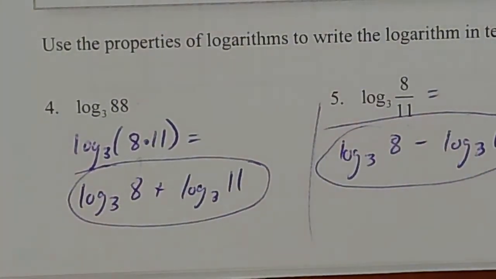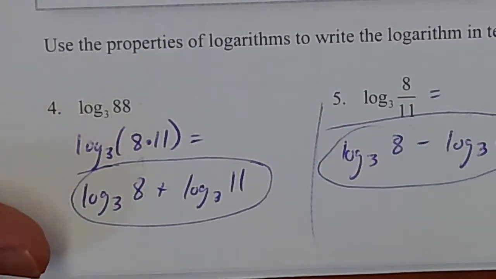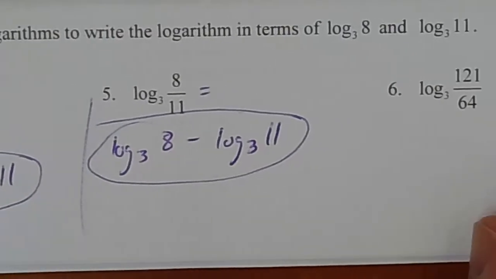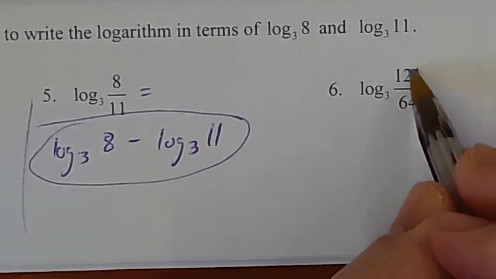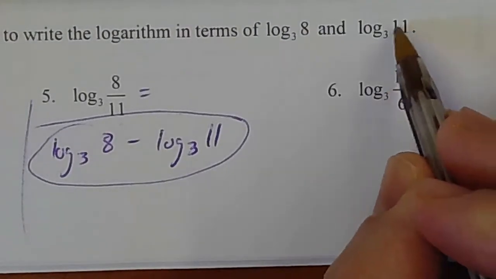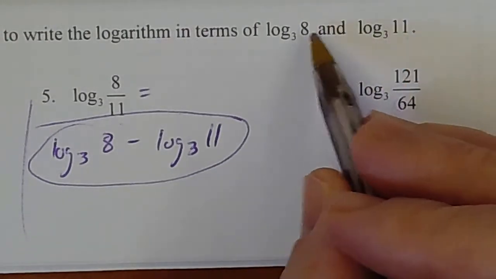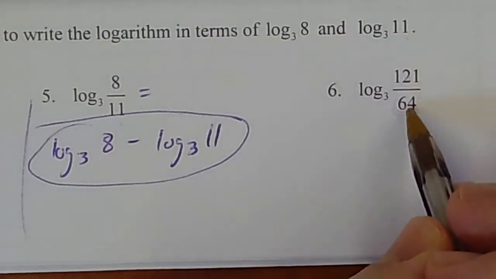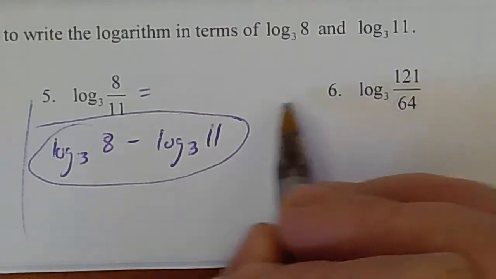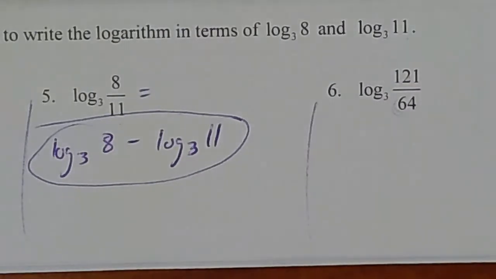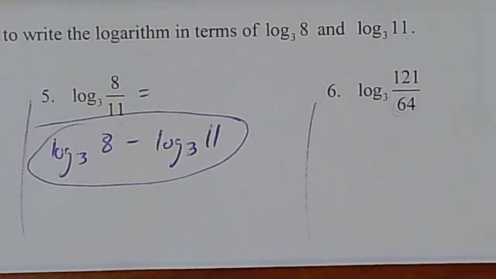Okay. Number 6. Let me give you a moment to think this one through. There is a way we can rewrite 121 with an 11 or an 8, and there is a way we can rewrite 64 with an 11 or an 8. So try to rewrite those first, and then see if you can use some of these properties to expand it a little bit. I'll give you a minute to get ahead of me, pause, and try it.